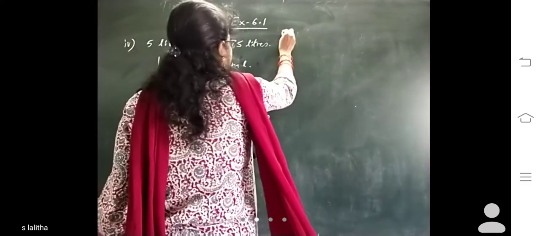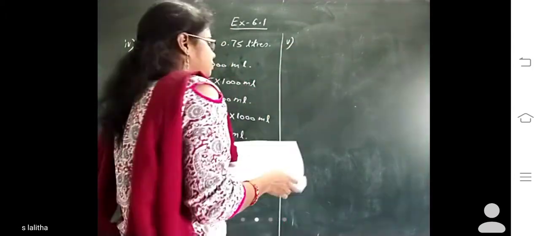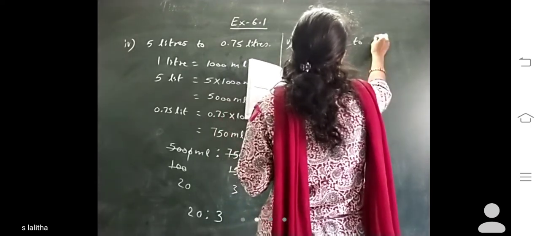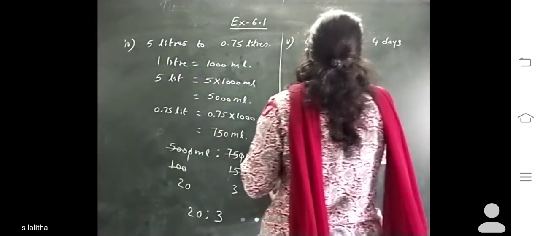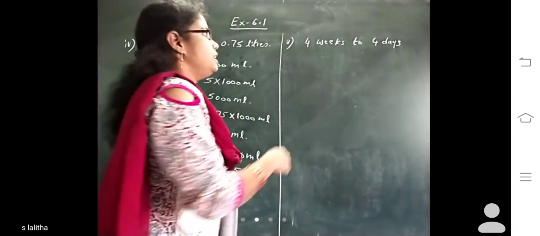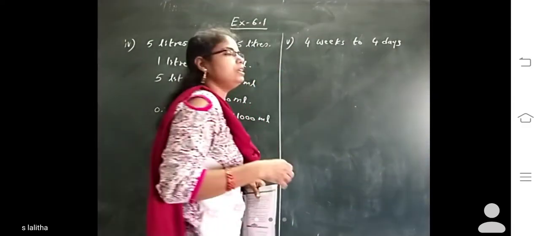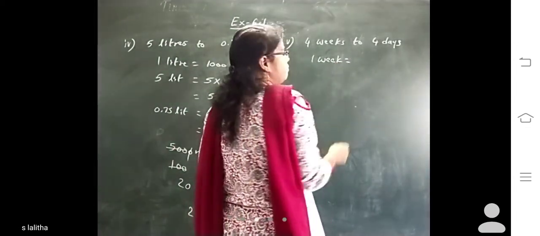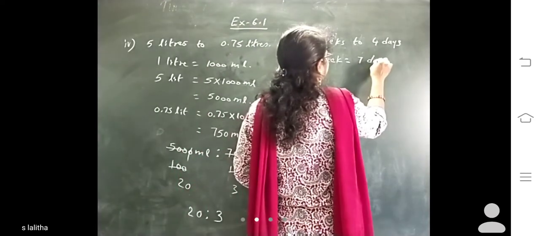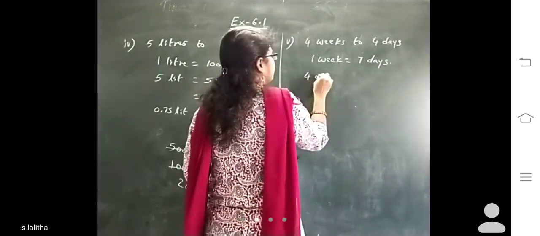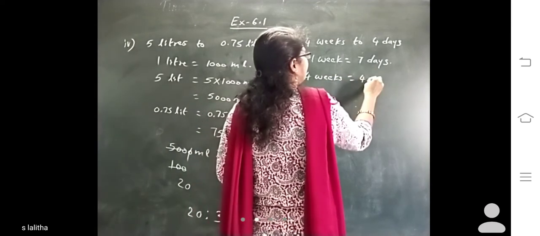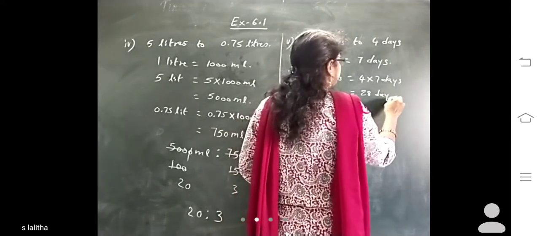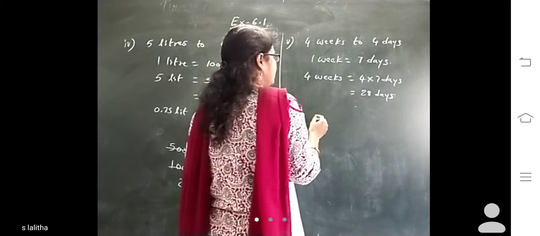Next, fifth question, see. 4 weeks to 4 days. Here weeks is given, here days is given. So you have to convert weeks into days. So 1 week is equal to how many days? 1 week is equal to 7 days. So 4 weeks equals 4 into 7 days. How much? 4 sevens, 28 days. Okay, now do the ratio.